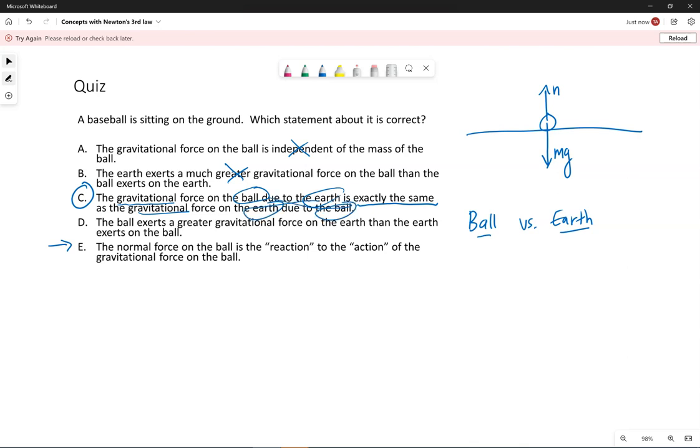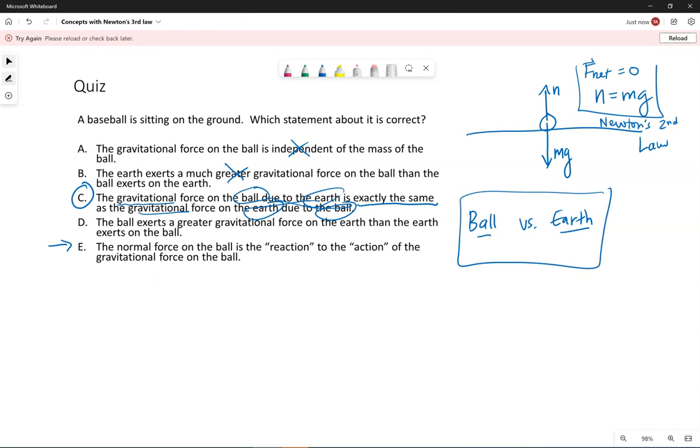Okay. Now, it is totally true that the normal force equals mg in this case, but that's because the net force on the ball is 0, because there's no acceleration. This is true because of Newton's second law. The motion of the ball, whether or not it has an acceleration, is directly related to the net force on it, but just on the ball itself. Newton's third law is talking about how any two objects interact.